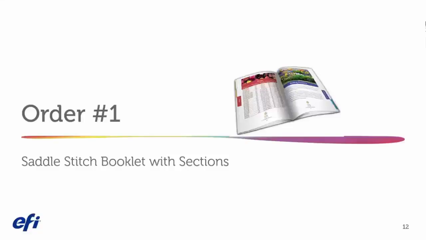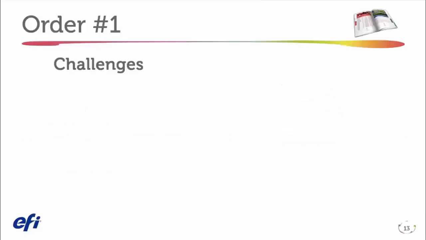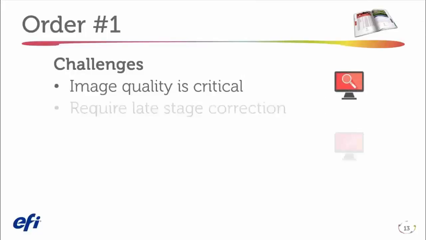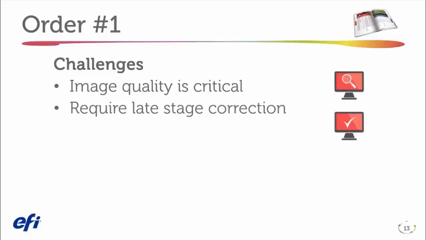So let's start here with our first order. And in this order, we see that we have a number of challenges. We want to ensure that we have the highest quality output for our order. So image quality is going to be critical for this order. And we want to identify and make any changes that we discover before we print this job, without having the original native files.